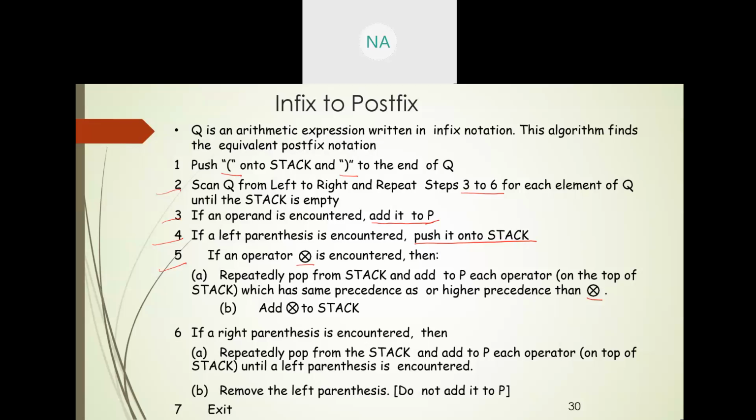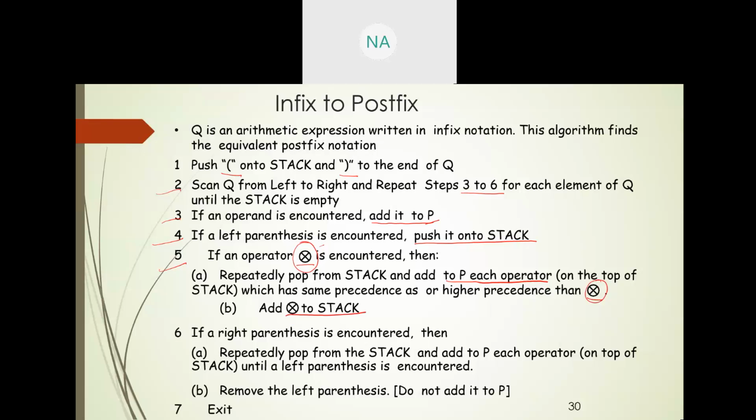But if there are some operators at the top of the stack at that time, then we check its precedence. If the precedence is the same as the operator encountered, or it has higher precedence than the encountered operator, then that operator will be removed from the stack and added to P. After all the operators at the top of the stack that have either same or higher precedence than the encountered operator are removed, we add that encountered operator to the stack.